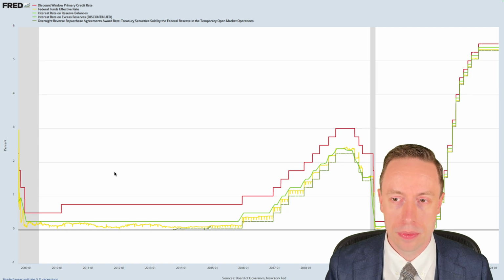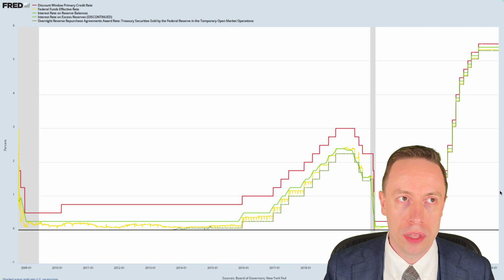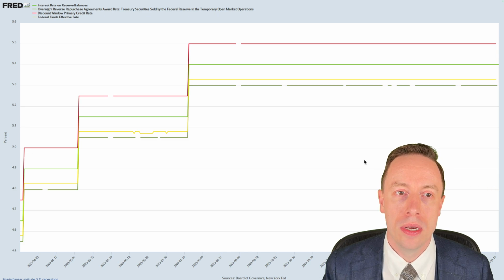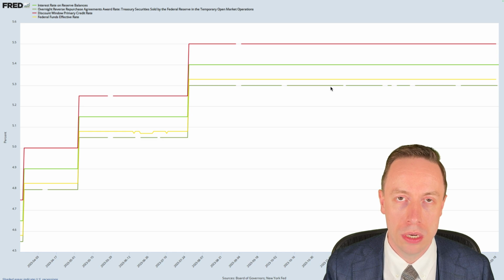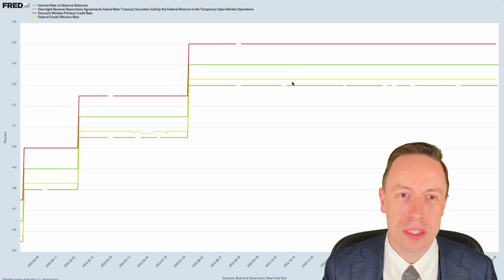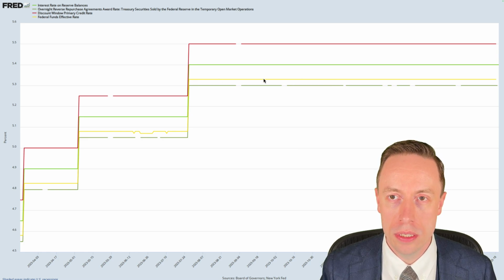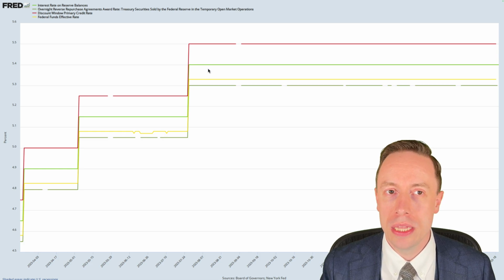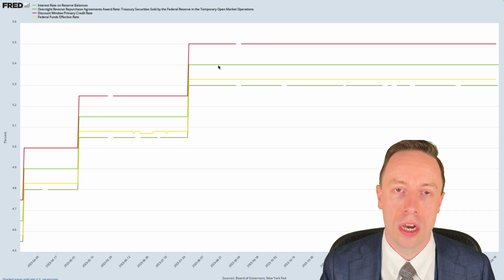So let's zoom in a little bit just over the last year so that we can see these couple of lines interacting with each other just slightly more clearly. Dark green is what the non-bank financial institutions can get at the Fed by doing overnight reverse repurchase agreements. Yellow line is the target for the federal funds rate that the Fed's trying to achieve. And then light green line is usually higher than the target, not guaranteed, but usually higher. Here's what banks get paid by the Federal Reserve.